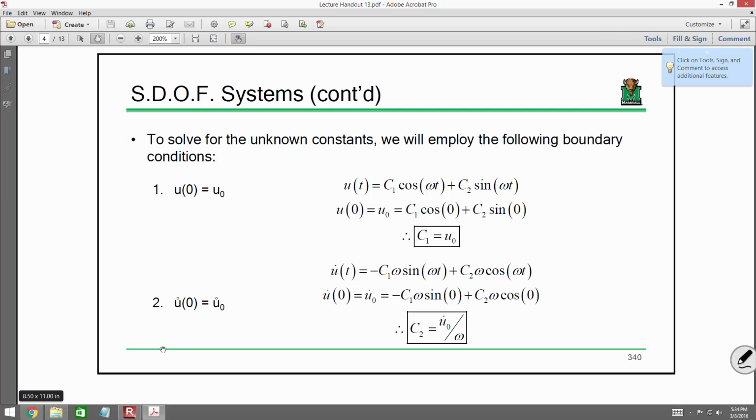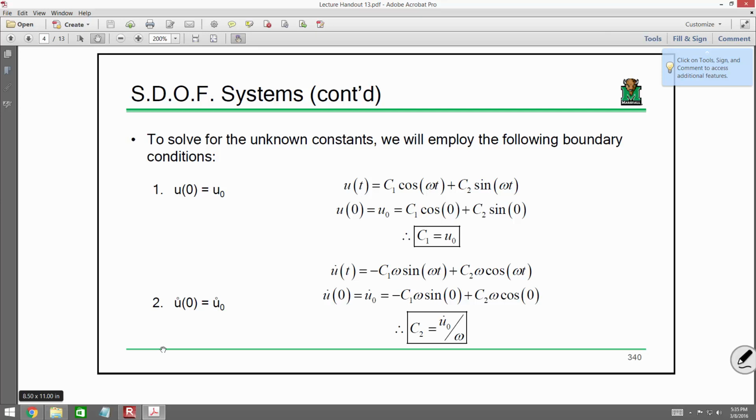So take the first one. The initial condition is that the displacement at time equals 0 equals u naught. So here's my displacement function. Plug in t equals 0. What's the cosine of 0? 1. The sine of 0, 0. So this gives me that my first constant is u naught.